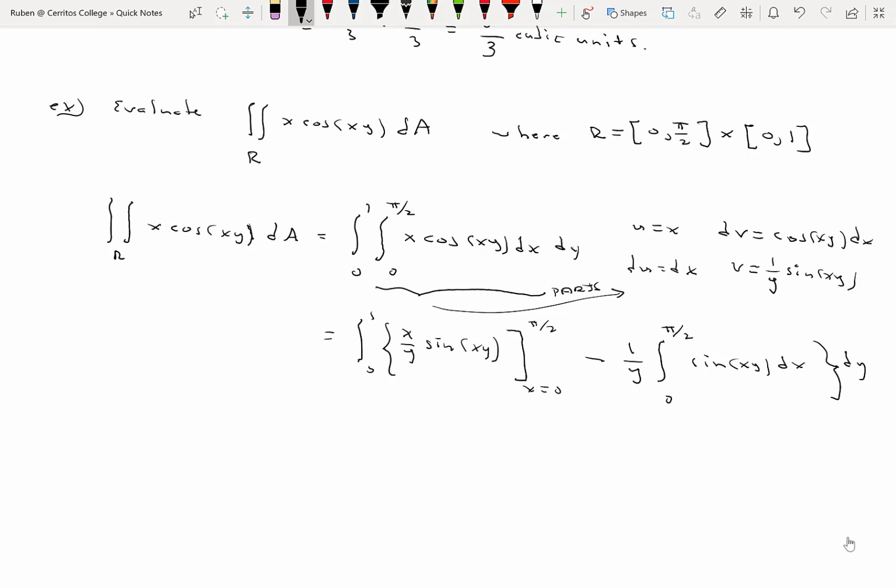Keep in mind that we're integrating the innermost integral first. Okay, so let's proceed with this. The integral from 0 to 1. If x equals pi over 2, it's getting a little complicated looking, but not too bad. Pi over 2 over y, sine of x y is sine of pi over 2 y. At x equals 0, we get 0 as a contribution.